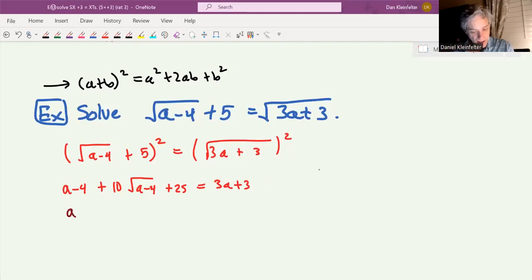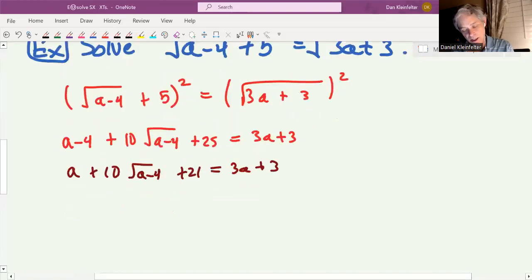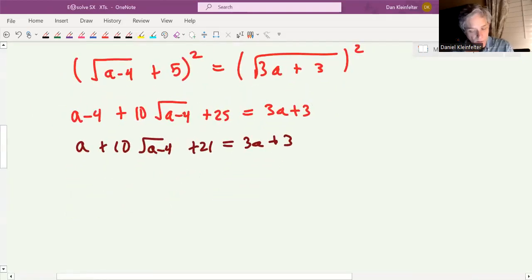All right, so here, clean up the left side a little bit. Let me combine the negative 4 and the 25. Okay, and then I've simplified the left side as much as I can for now. We want to isolate the radical again, so let me subtract the 21 from both sides. That'll be 3a minus 18.